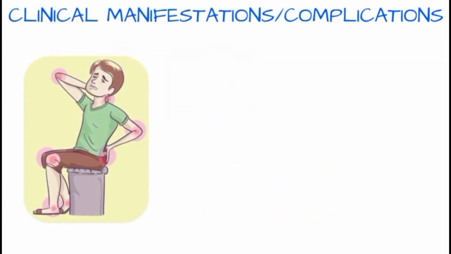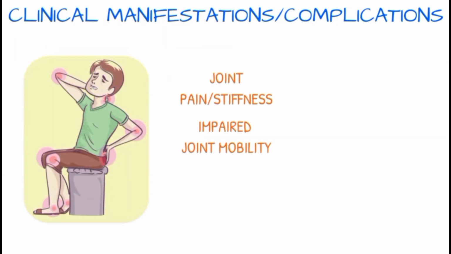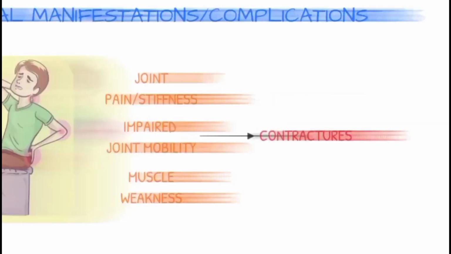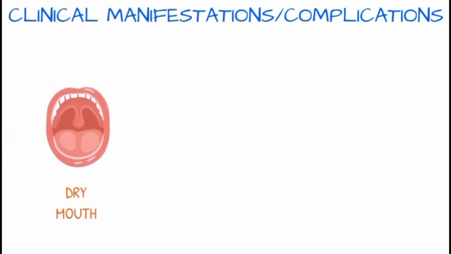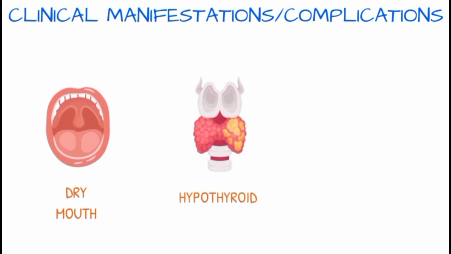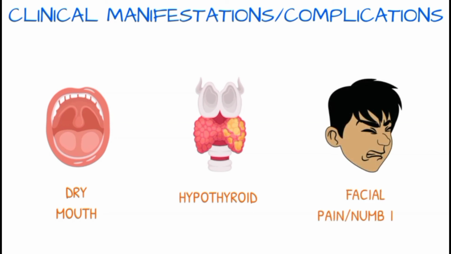In early stages of scleroderma, joint pain and stiffness become evident. Joint mobility becomes progressively impaired, especially in the hands. Contractures may then develop. Muscle weakness is another common symptom. Other manifestations of scleroderma include dry mouth, as the salivary glands can also be affected by fibrosis. Hypothyroidism is common and due to fibrosis of the thyroid gland. Facial pain and numbness may occur if the trigeminal nerve is affected. Erectile dysfunction is also common and may be the initial symptom in men.